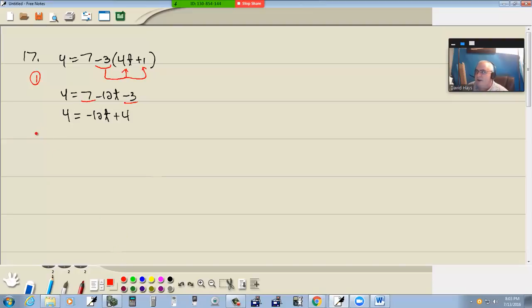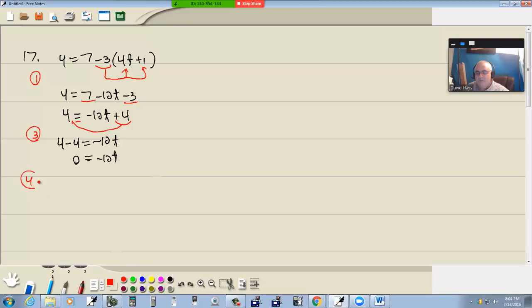Step 2, get rid of fractions. Don't have any. Step 3, get everything with t on one side, numbers on the other side. So all my variable terms on one side, my constant terms on the other side. So I'll take this 4 and move it to the left side. So we've got 4 minus 4 is equal to negative 12t. 4 minus 4 is 0. You always combine together numbers, combine together like terms.